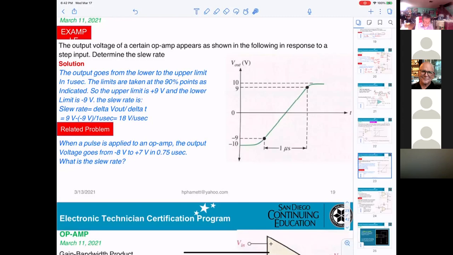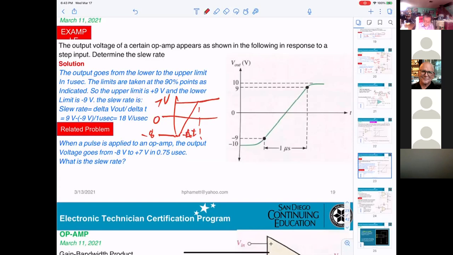Only thing is, they're going from 7 to minus 8 volts. Okay, then you need to draw that picture. That will be a zero right here, and this is a 7 volt, and that will be a minus 8 volt. So basically, they're going from here into here. And the time will be 0.75.